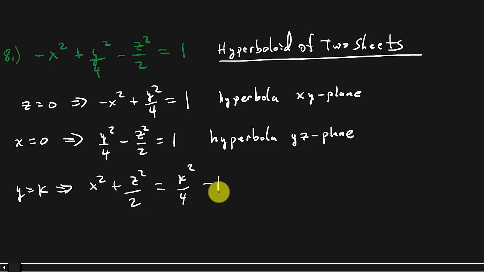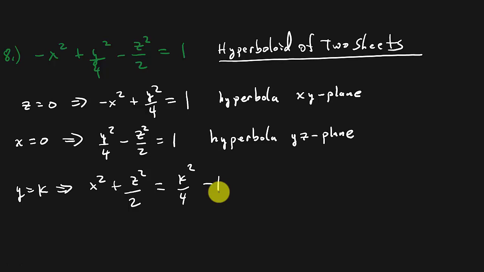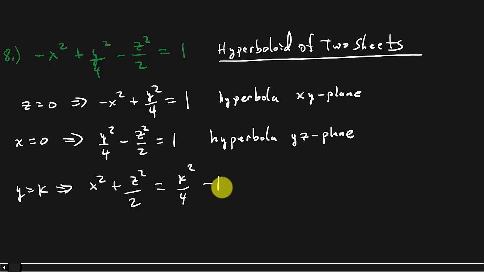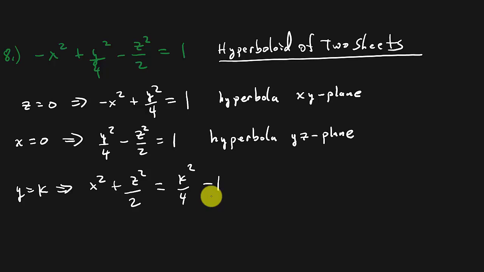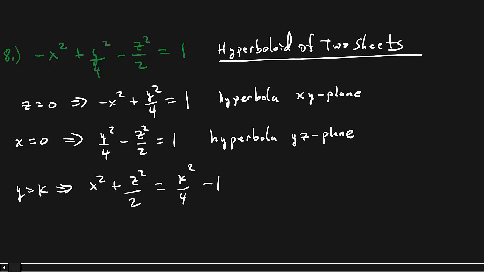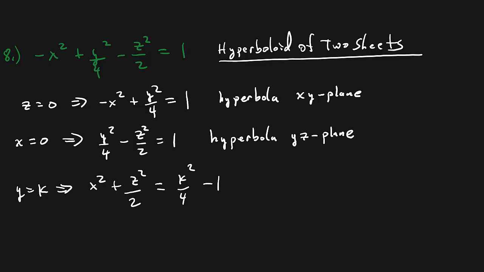Now notice here I didn't let k equal 0, did I? Because what would happen if k was 0? Then I would have all of this equal to negative 1, right? That's not going to happen. So we know k has to be larger than 2. But think about this also. It can also be less than negative 2, couldn't it? Because I'm squaring it.